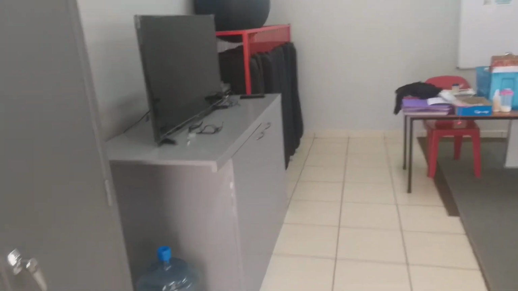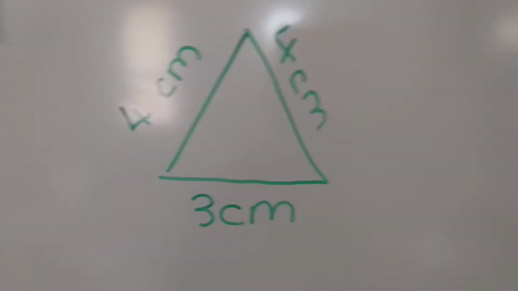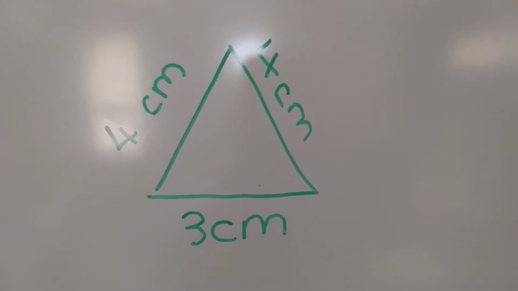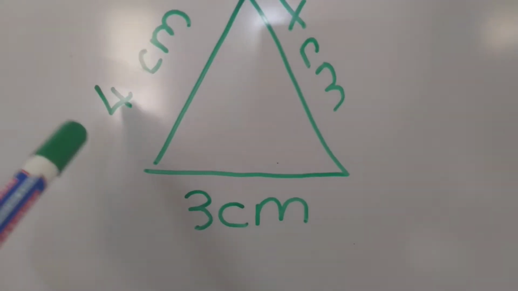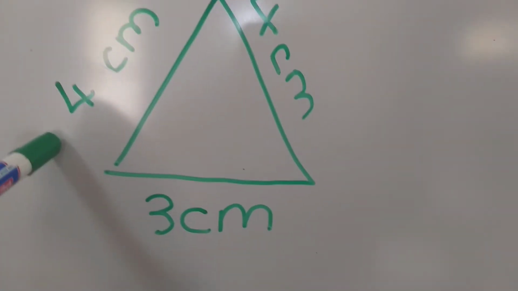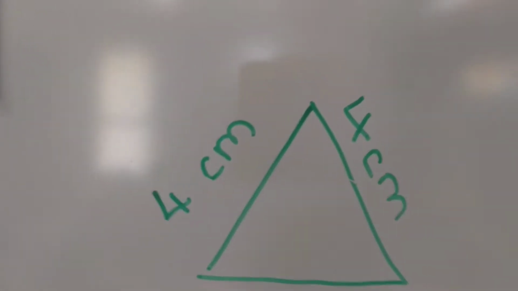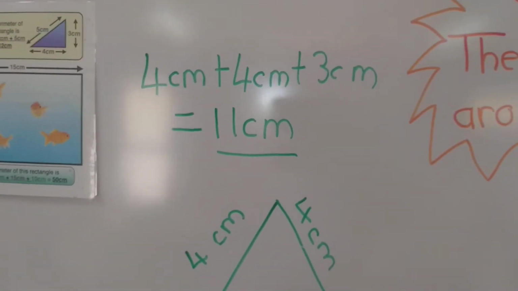When you're working in your books, you will get objects or shapes like this, and you'll be asked what the perimeter around that particular object is. If you have a look at this triangle, it gives you the measurements already. You've got 4 centimeters, 4 centimeters and 3 centimeters. In order to work out the perimeter, you merely add those amounts together. 4 plus 4 plus 3 comes to 11 centimeters altogether. So the perimeter of that triangle will be 11 centimeters.